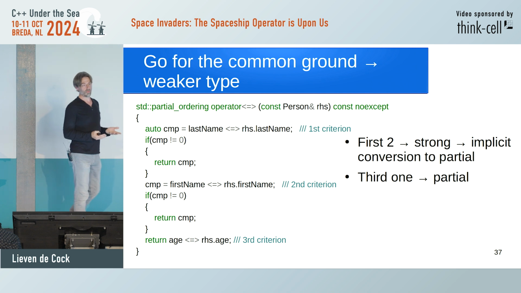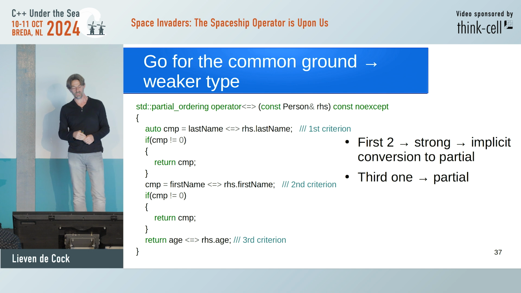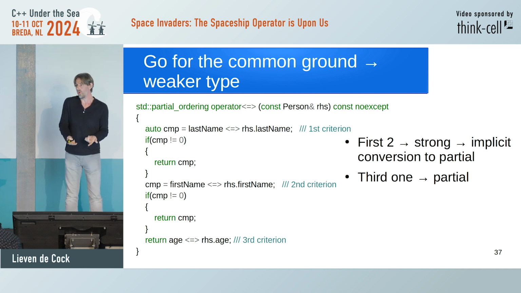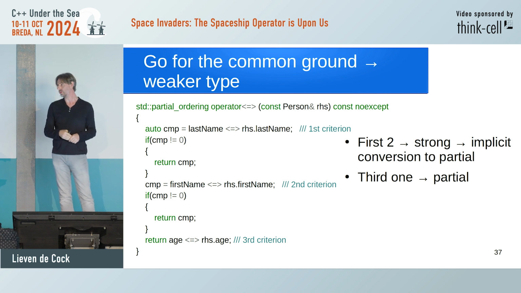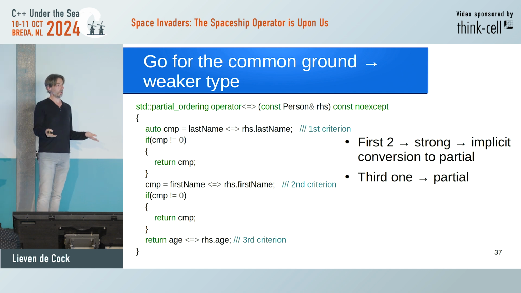One solution, go for the common ground. Let's go for the weaker type. So our spaceship operator now for person says explicitly, I am returning a partial ordering. The implementation is as before. The first criterion was on the string, which was actually a strong comparison. We have seen stronger ones can always be converted to the weaker ones, so strong becomes implicitly converted to partial, works. Second one, also a string, so same thing. The last one is partial ordering and matches explicitly exactly our return type. So that's one solution.